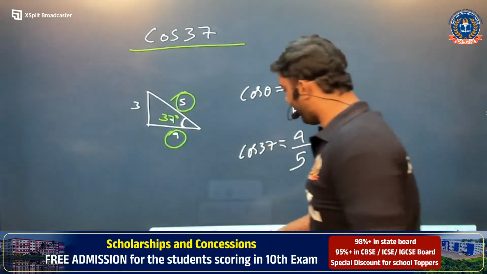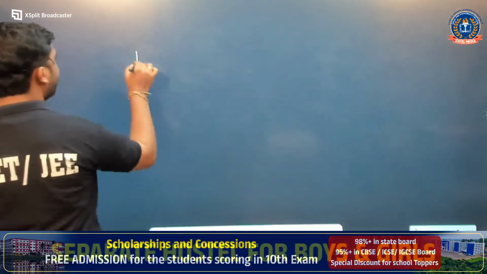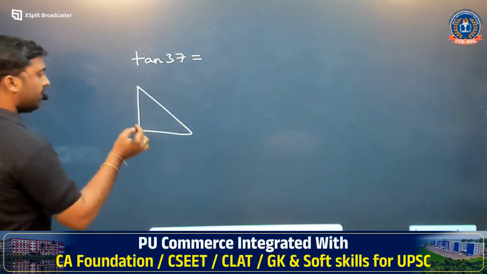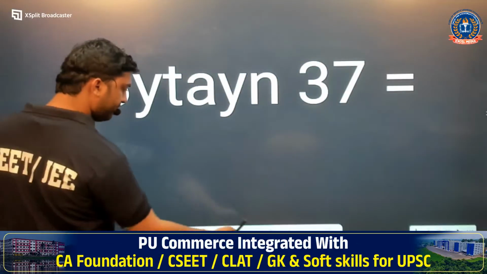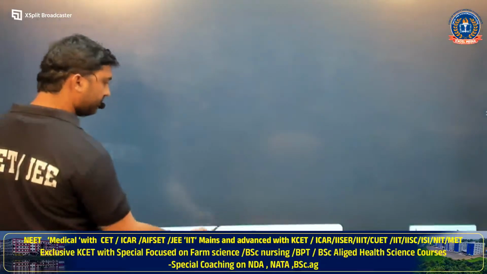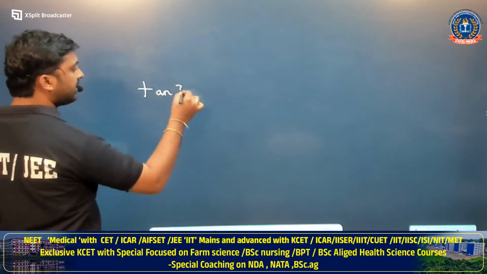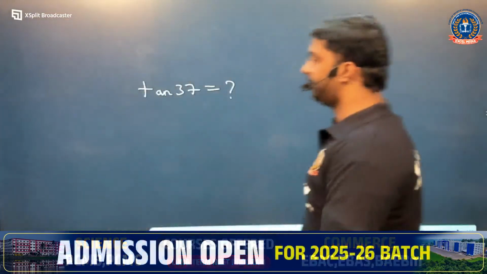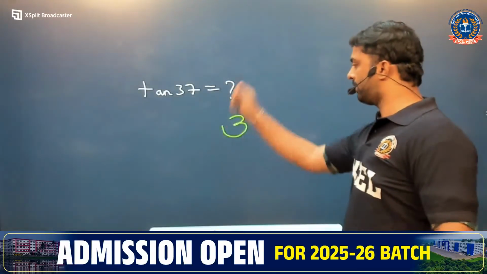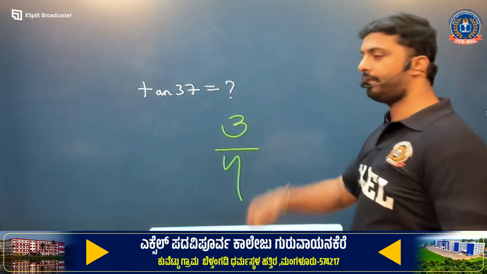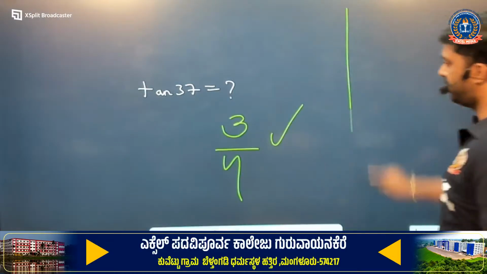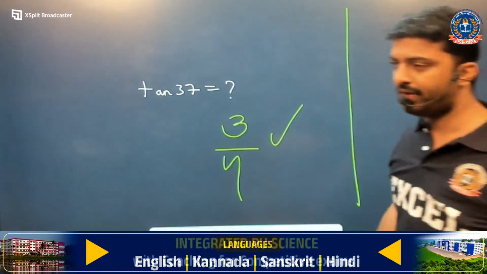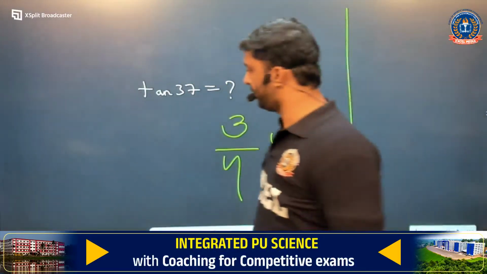Yes, in the same way we can find tan 37. Either comment. What is the answer? Tan 37, comment its value quickly. Yes, the answer is 3/4. This is the answer. Okay, many people commented, very good. It is 3/4, not 3/5.